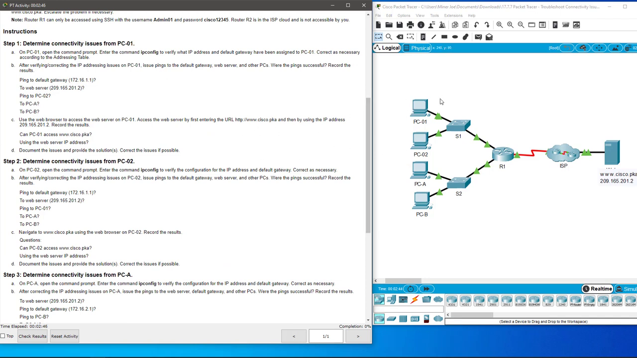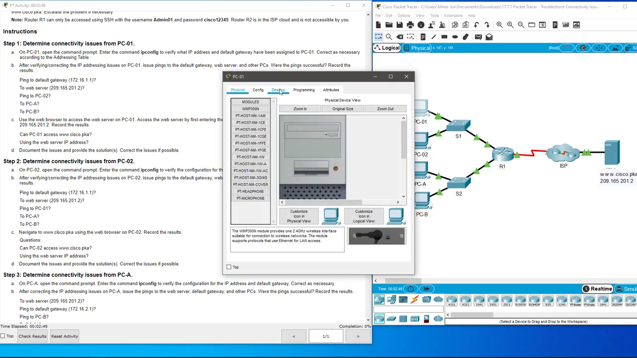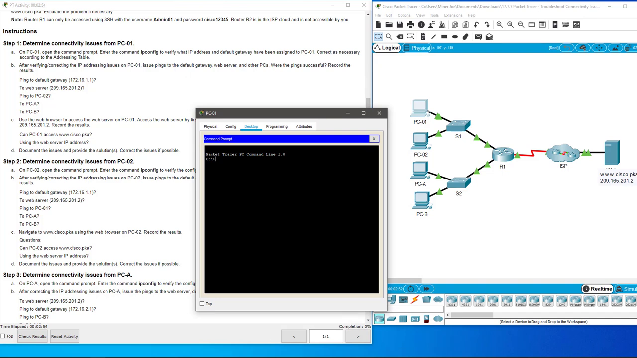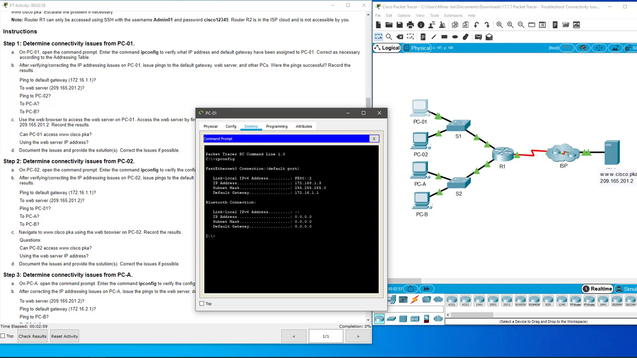When we have a PC on a network, we want to make sure it's got the correct IP address. The fastest way to check is ipconfig. In this case, we've got 172.16.3.1, and we've got 172.16.1.1. Let's try and ping our gateway. So we'll ping 172.16.1.1, and this is not coming back to us.